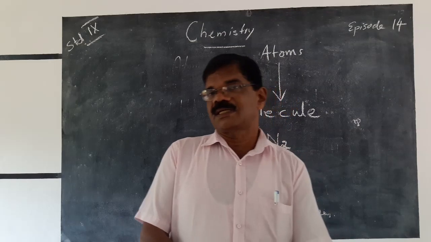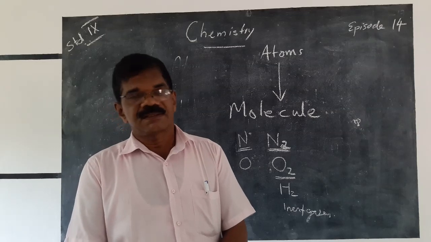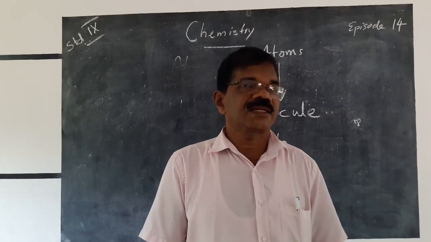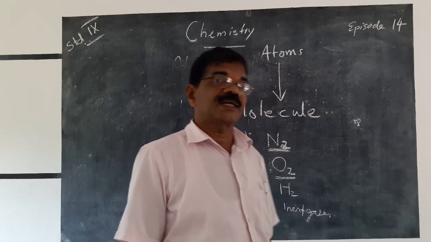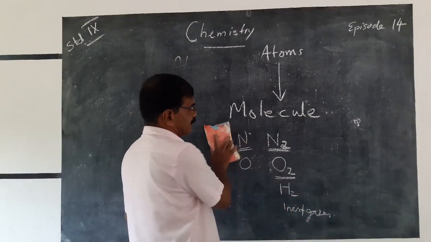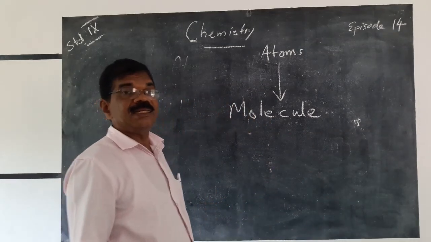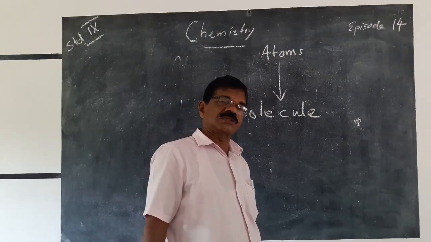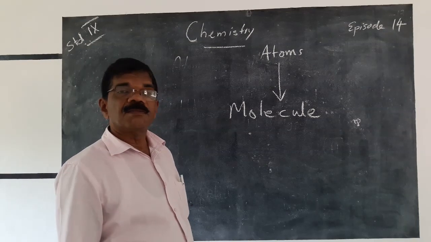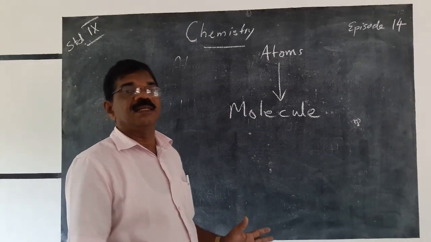Then we can pass on to the next topic, molecules of elements. How many elements are now discovered? 118 elements. I say again and again that there are 118 elements, 118 kinds of atoms. How many compounds? There are millions of molecules formed by combining these 118 elements.